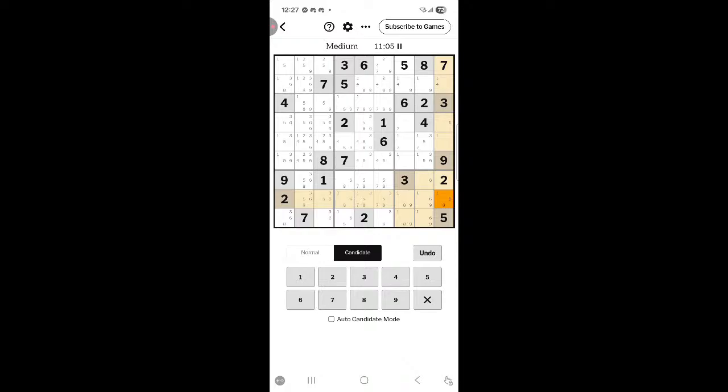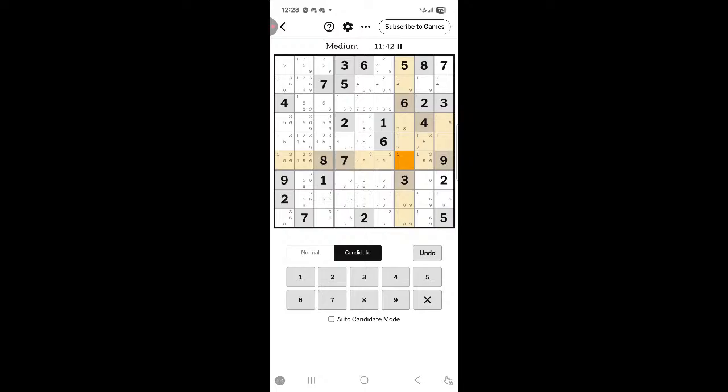I feel like I'm stupid and I missed things. Ugh. That's what regular candidate does, so you have to think more. So for example, can a 2 go here? No. 3? No. 4? No. 5? No. 6? No. 7? Yes. 8? Yes. 9? No. Okay, that's cool.